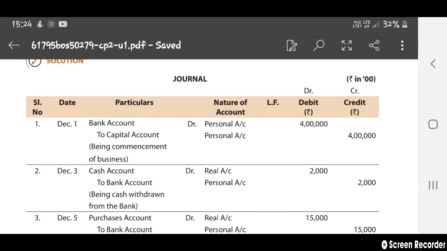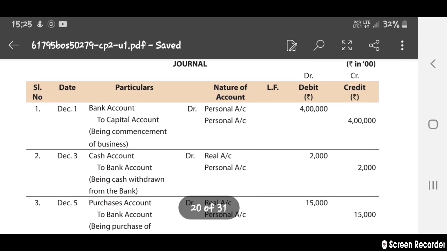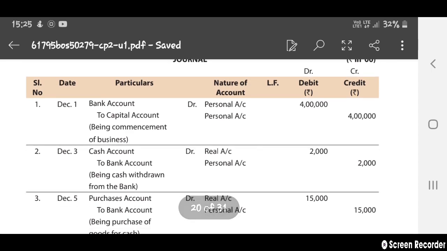So we have debited from our personal account. Our bank account is a personal account, but it is the bank's personal account, not our personal account. Ledgers are not there, so we don't have any ledgers here. We have debited 4 lakh in the bank account and credited 4 lakh in our capital account on 1st December. This is the first journal entry they have asked.